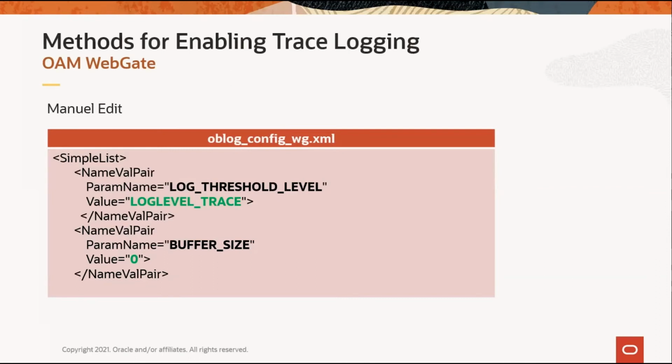And then we want to also find the section in there where the parameter name is buffer size, and we want to change that value to 0. By changing this value to 0, it ensures that the trace information is not buffered and is flushed instantly. Step 3, once the issue is reproduced and the data is captured, revert the changes to the oblog_config_webgate.xml file using whatever method you want.